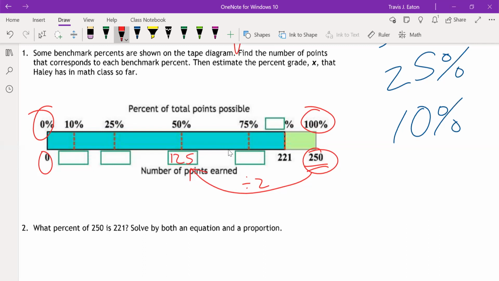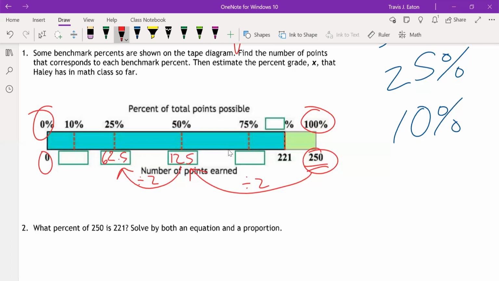Now, if we know what half is, we could probably find what half of the half is. So we just divide by 2 again to find 25% because it's half of the half. 62.5. See? Take 125, divide it by 2, you get 62.5. That was easy. Half of the half.